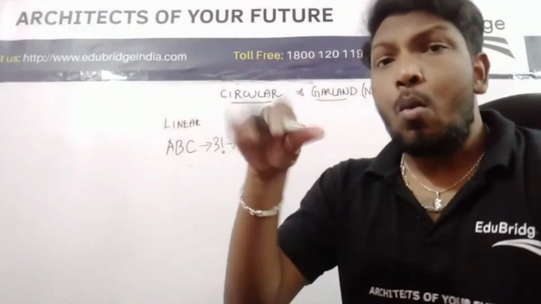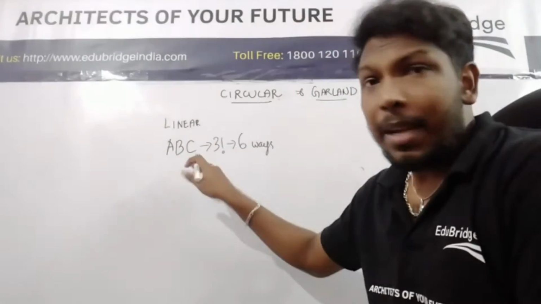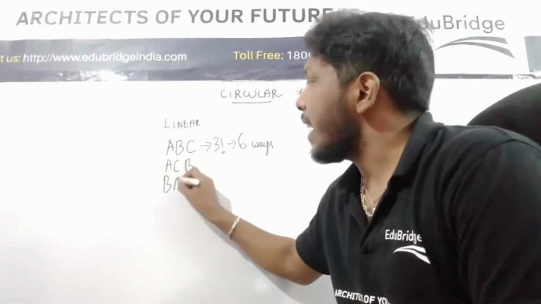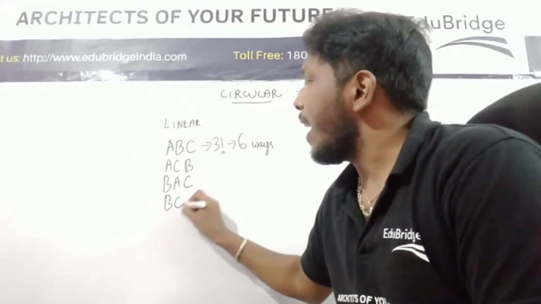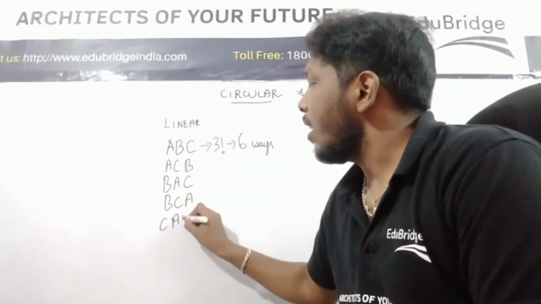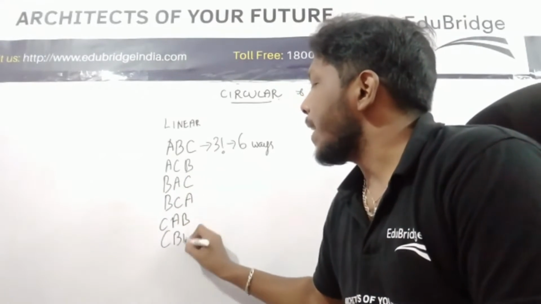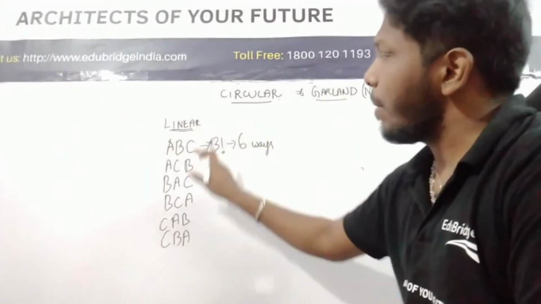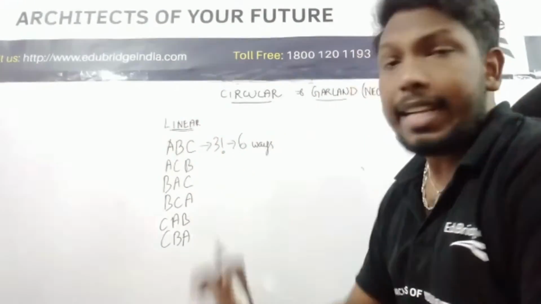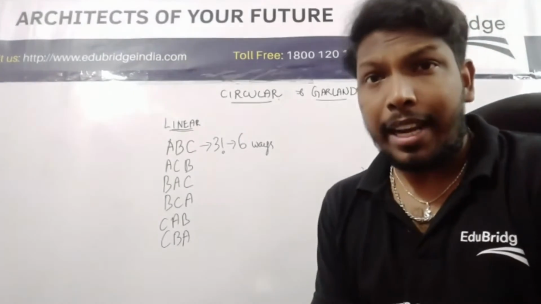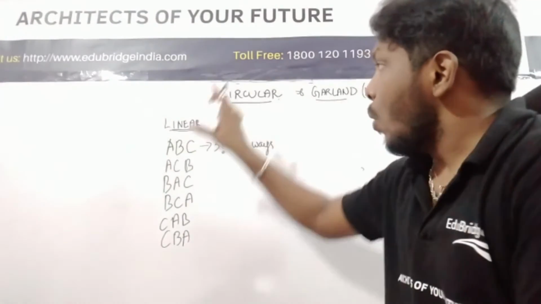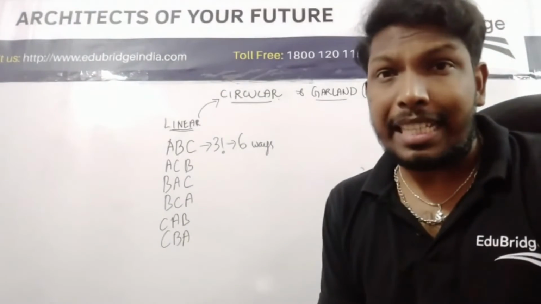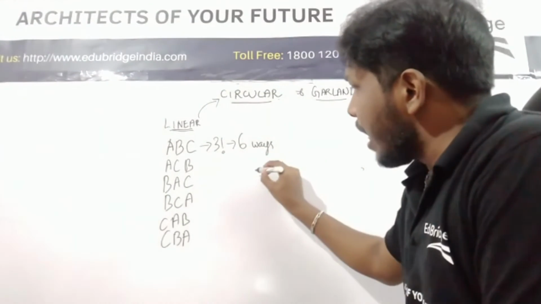If you have a doubt, what are those ways? ABC, ACB, BAC, BCA, CAB and CBA. So this is a linear arrangement. Totally how many ways? 1, 2, 3, 4, 5 and 6. 6 ways they can arrange themselves in linear. Now, how many ways can we arrange them in a circle? Now, it is a circular arrangement.